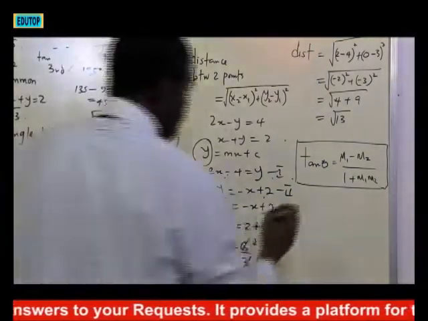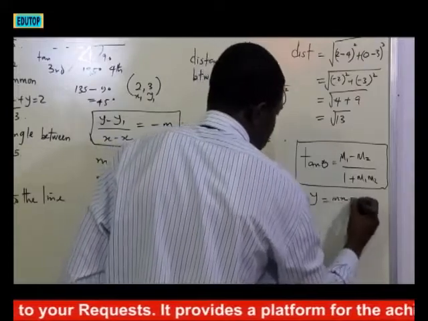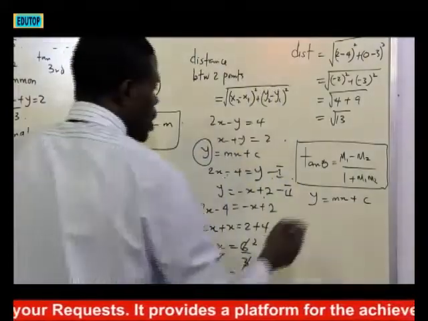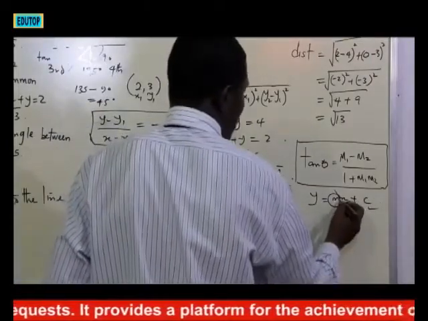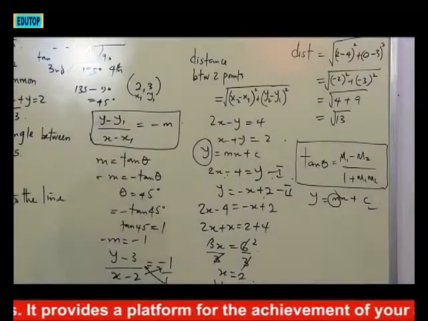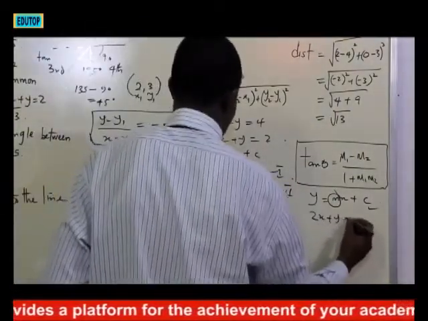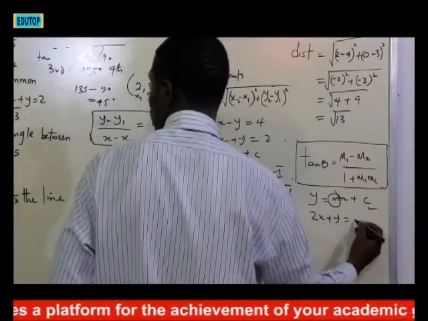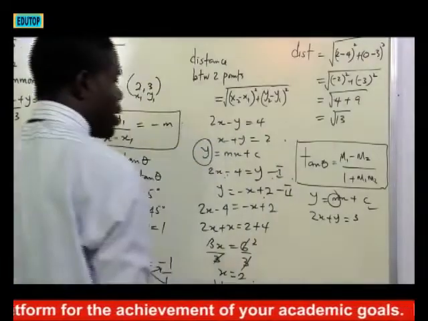Remember that the equation of a line is y equals mx plus c. So in that situation, this is our gradient, this is our intercept, but we are interested in our gradient since we have m1, m2. So for the first equation, which is 2x plus y equals 3, I can calculate my gradient here.